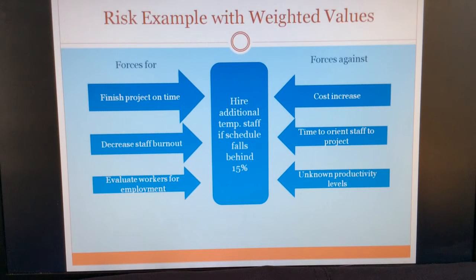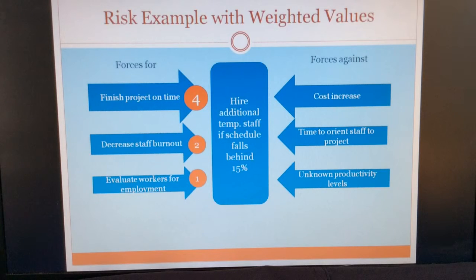Now let's assign the values to our factors. Finishing the project on time is very important in this instance, so it gets rated as a 4. A decrease in staff burnout also is important, but not quite as important as finishing the project on time. That gets rated a 2. And evaluating workers for possible future employment is a nice plus, but not really necessary to the project, so we rate that as a 1.